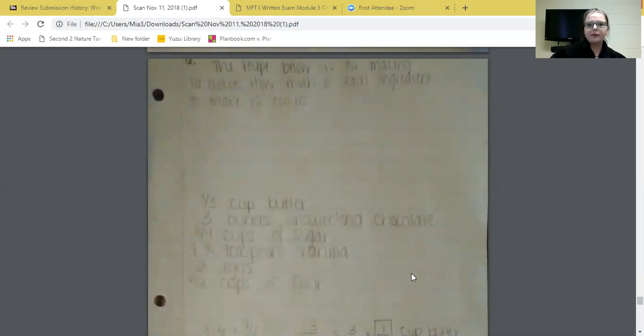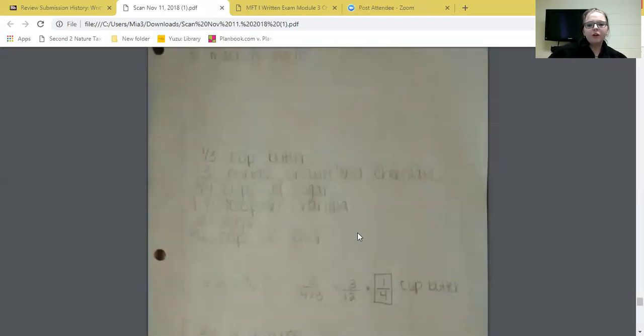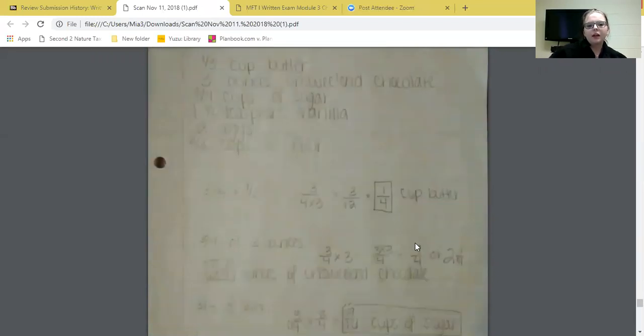Then we have a recipe. The recipe below is for making 16 cookies. How many of each ingredient do we need to make 12 cookies? So we have 1/3 cup butter, 3 ounces unsweetened chocolate, 3/4 cups of sugar, 1 1/2 teaspoons of vanilla, 2 eggs, and 2/3 cups of flour. So first we're going to look at that.